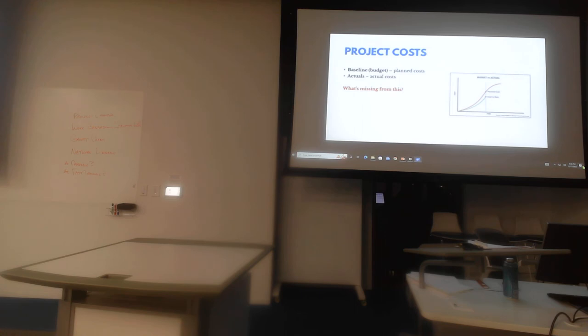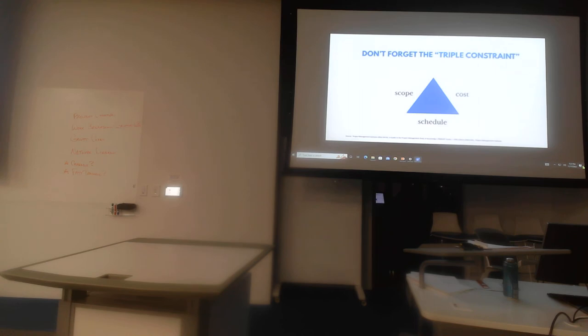Now, what this is neglecting, though, is scope, because we want to think about the triple constraint: cost, schedule, and scope. So even though we may be underspending based on our plans, the question is, did we get less scope accomplished by the time that we originally planned? Maybe we're spending less, but we only got half of the scope accomplished that we had intended by this time in the project. So we want to think about cost, schedule, and scope all at the same time.